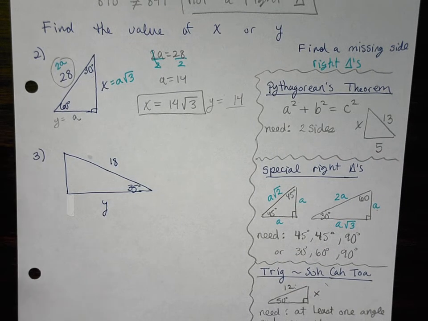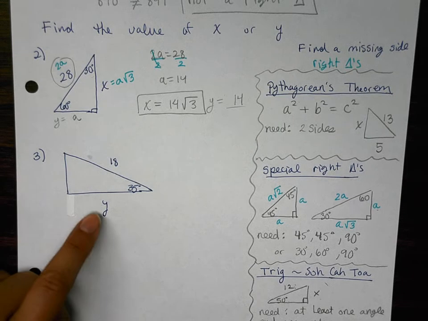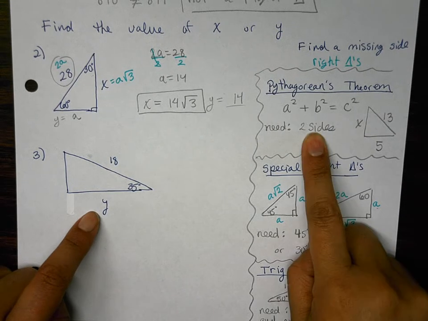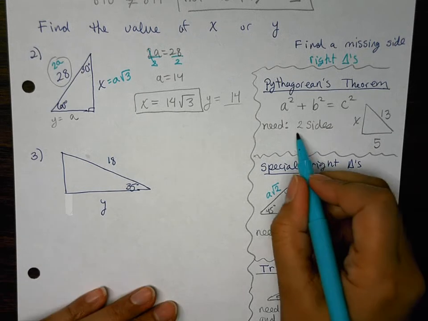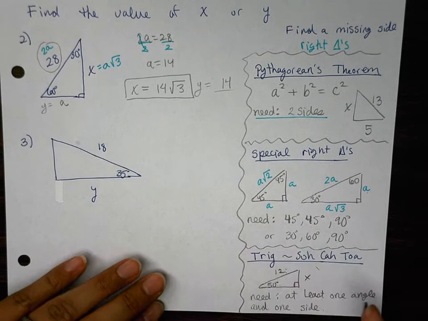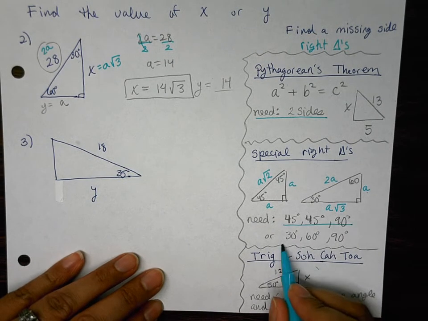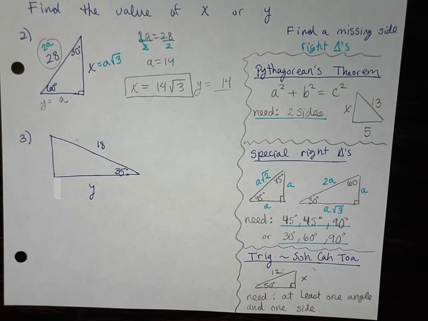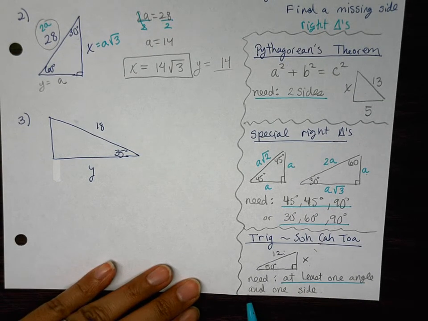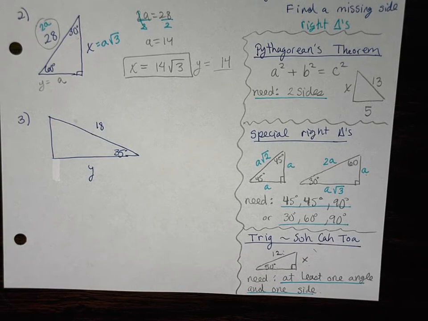35 degrees, y, and 18. This is the side I'm looking for. Can I use Pythagorean's theorem? No. You need 2 sides for Pythagorean's theorem, and I only have 1 side. Could I use my special right triangle if I need it to be 45, 45, 90 or 30, 60, 90? No, because that's not a special triangle. Can I use SOHCAHTOA if I need at least 1 angle and 1 side?